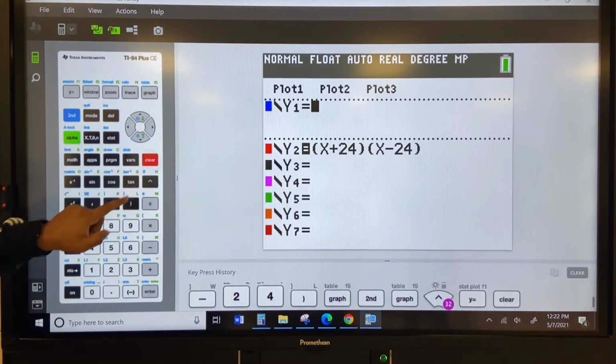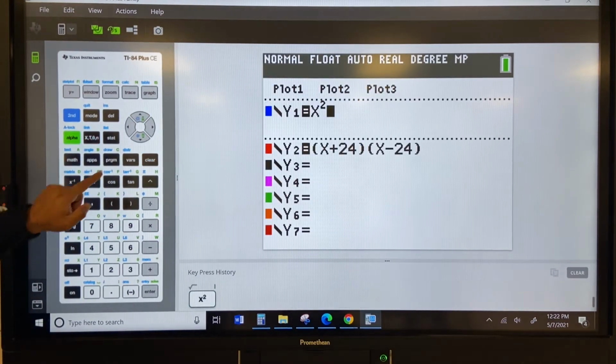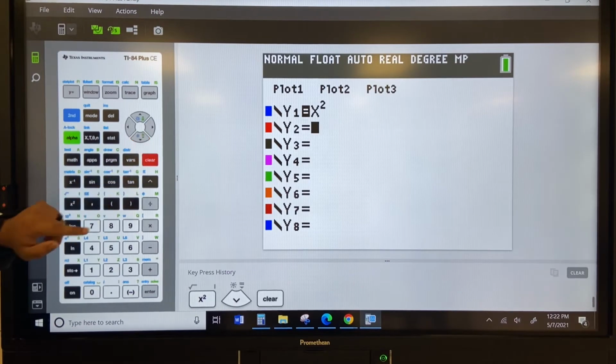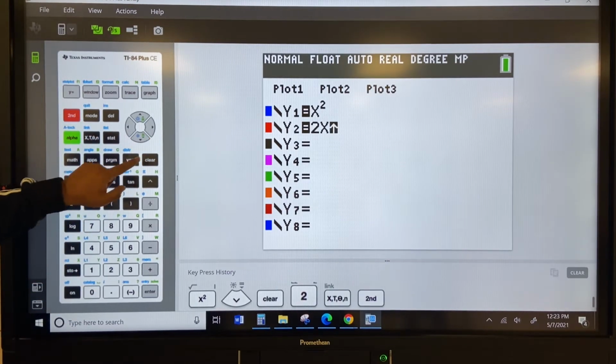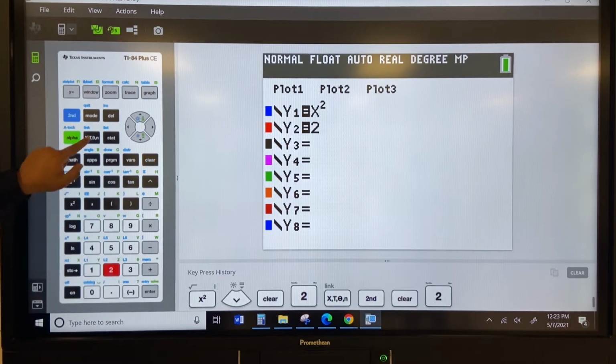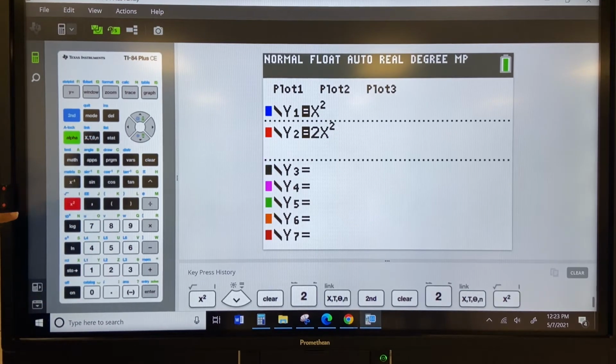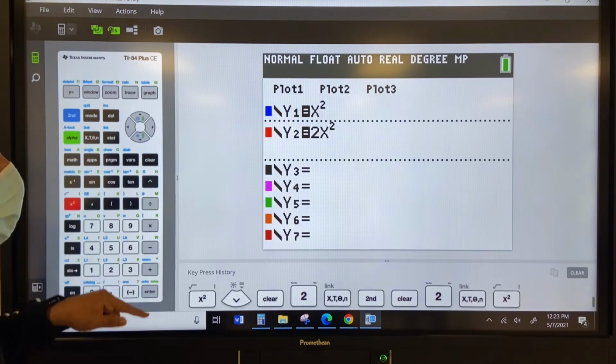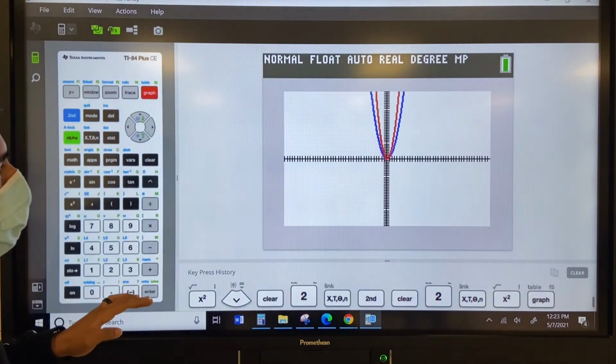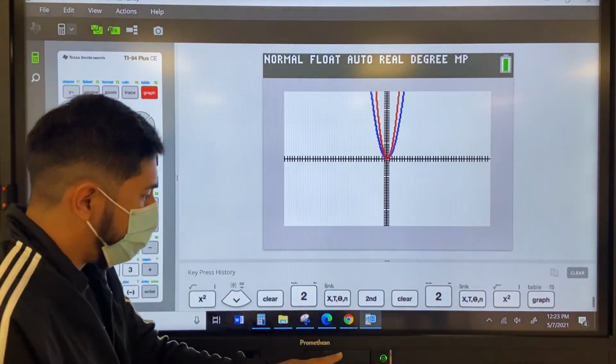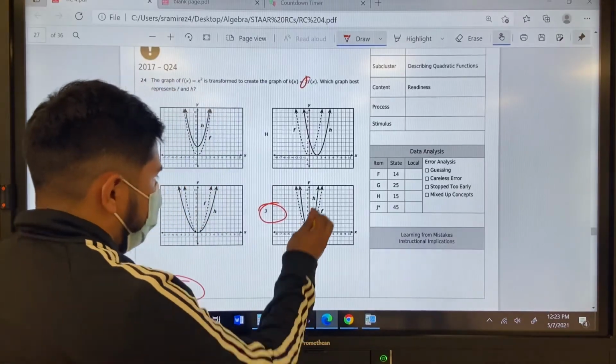So they said the regular function is x squared, and all they're saying is throw that 2 in front of the x squared. Oh shoot. Throw a 2 in front of that x squared, and what happens? Let's see. Graph, boom, boom. It went skinnier. Which one went skinnier? J.